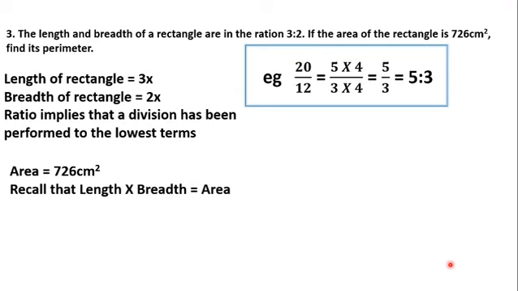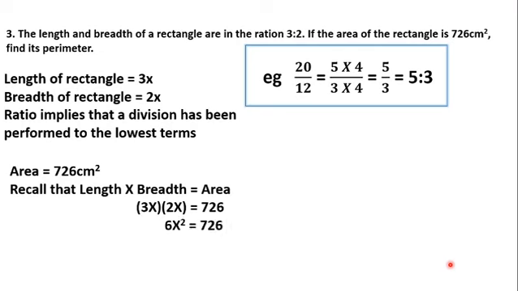It means that if I multiply the length, which would be 3x in this case, by the breadth, which would be 2x in this case, I'll get the area, which will be 726. Okay, so I have made a mathematical statement out of this word problem, and of course 3x multiplied by 2x will give me 6x squared, which will be equal to 726.